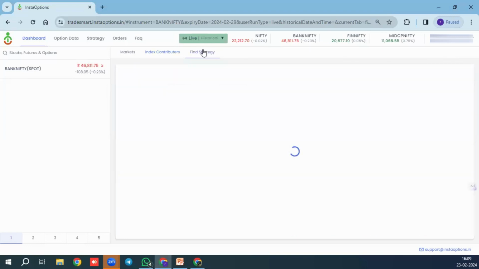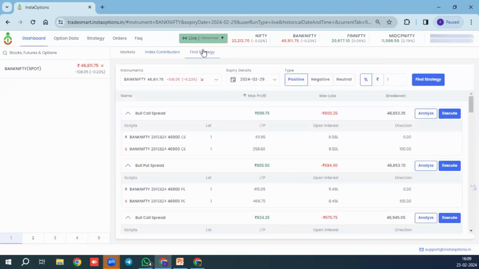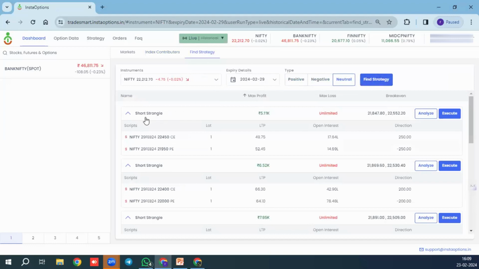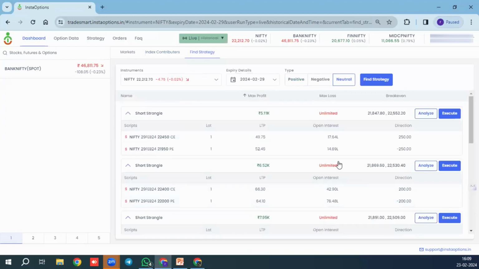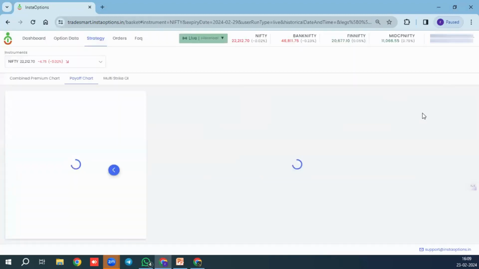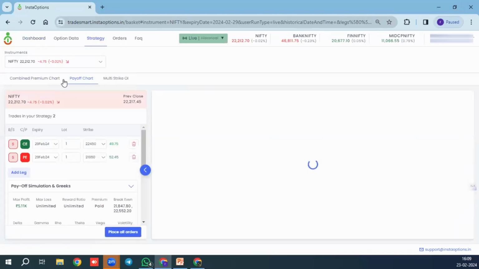Okay, so here we can find the strategy. If your view is bullish, then you can just, let's say on Nifty today my view is neutral, and I'm going for the present expiry, 29 to 2024. I can just go on find strategy. So here you can see short triangle in different combinations, and if you want to execute this, you can just go on execute. If you want to analyze also, you can just analyze here. It will give you the payoff chart.